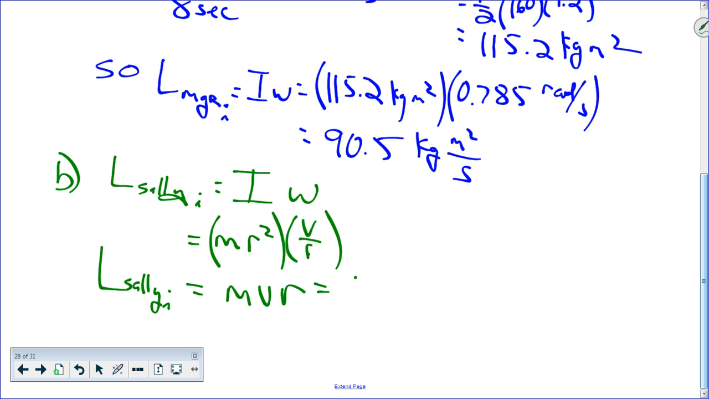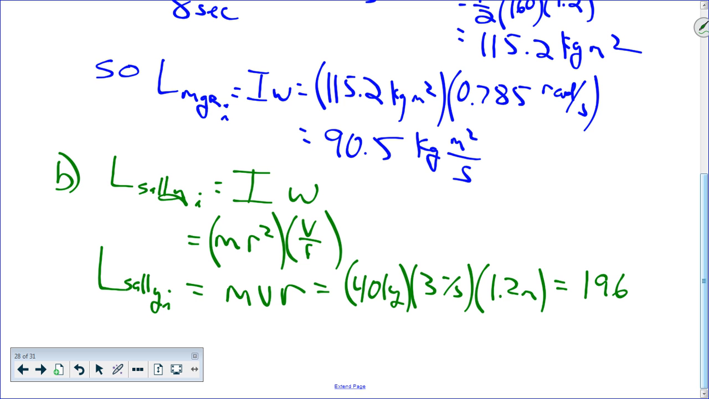All right, so let's see. Her mass was what, 40 kilograms? Her velocity was 3 meters a second. The radius of the merry-go-round is 1.2 meters, is that right? So 1.2 times 3 is 3.6, times 40 is 144. Sorry, I'm sorry, how about if I don't do math in my head? Is it 144? Yeah. Thank you. I was all excited, I almost said how smart I was, but I'm glad I didn't, because I was wrong.